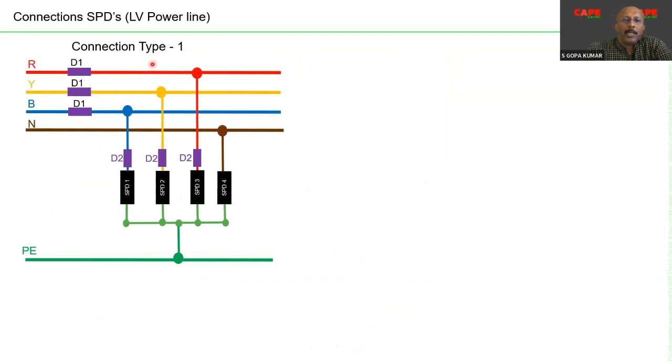This one is called connection type 1 or CT1. In the standards, CT1 means all the live conductors. Line conductor and live conductor are different. Line conductor means R, Y, B. Live conductor means R, Y, B and neutral. All four are live conductors. In this particular case, 4 SPDs are connected between the live conductors and the earth, and this is called a 4+0 network.